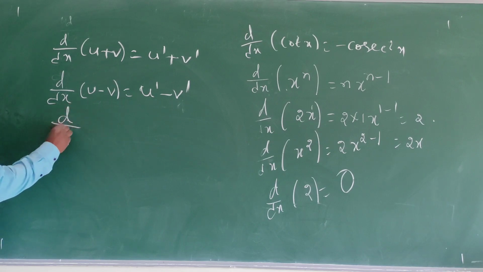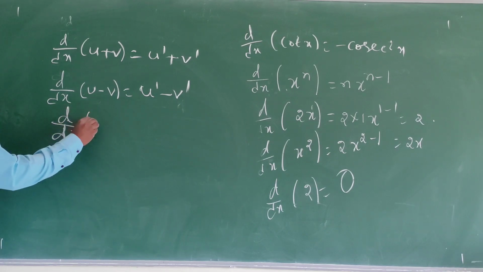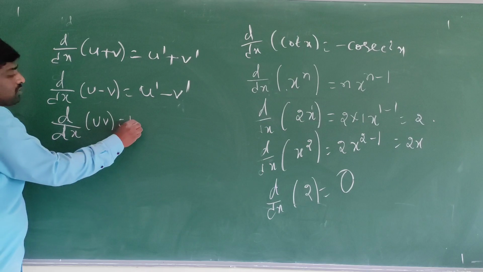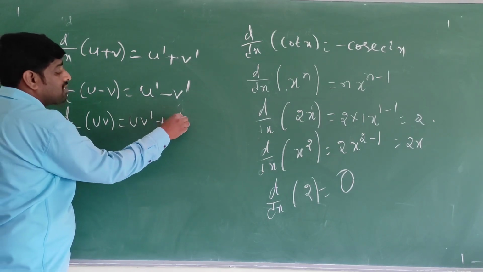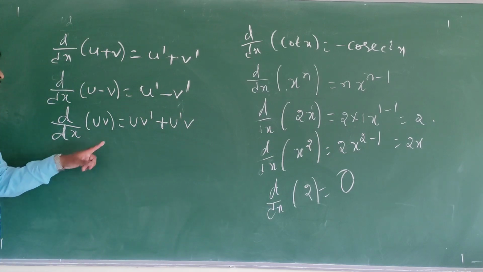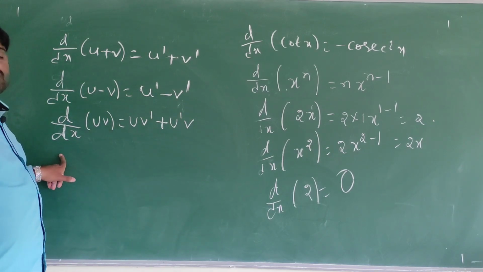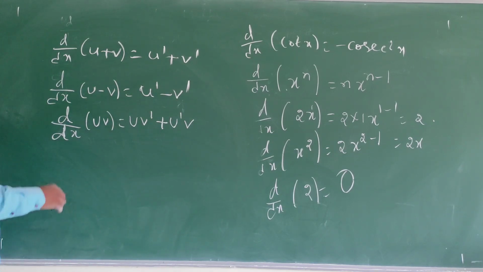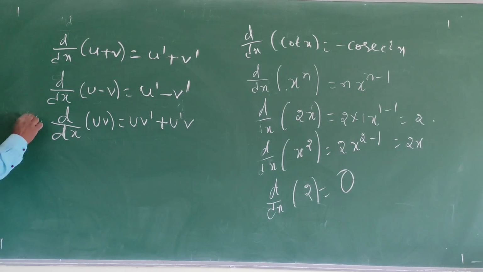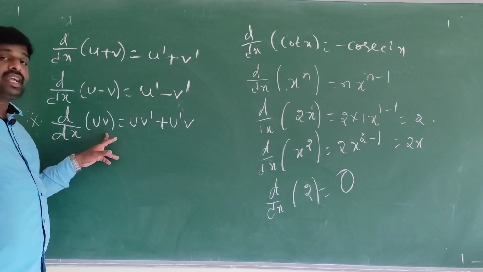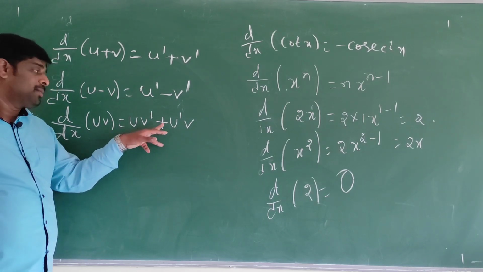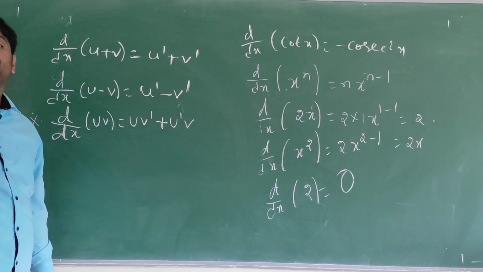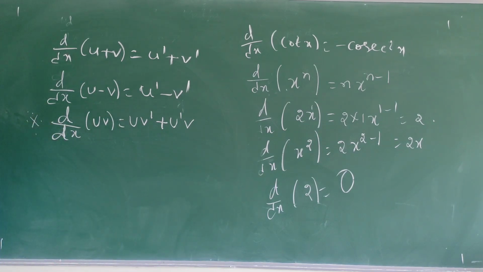d by dx of uv is u v dash plus u dash v. This is called the product rule. This product rule is very important. So the product rule is d by dx of uv equals u into v dash plus u dash into v. Now come to the quotient rule.